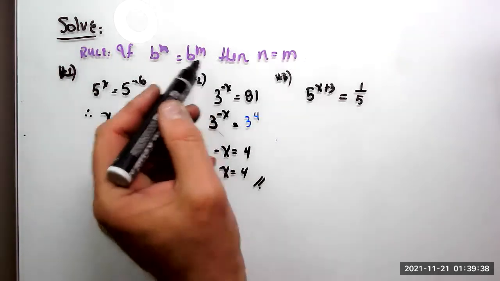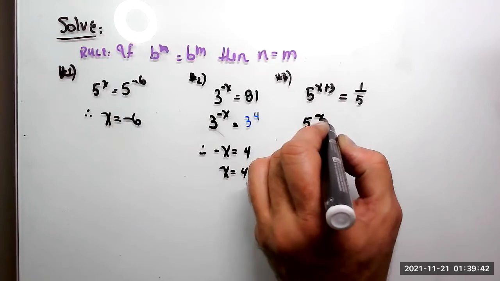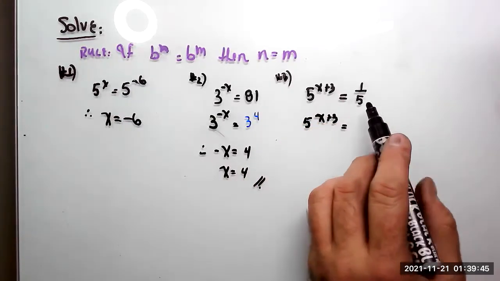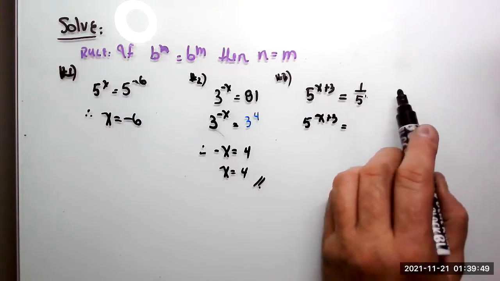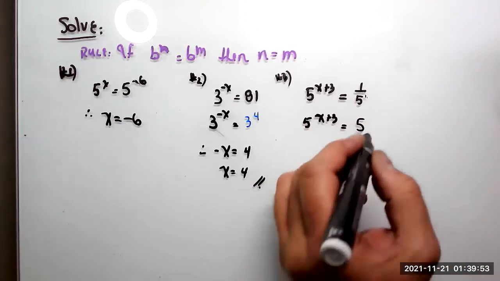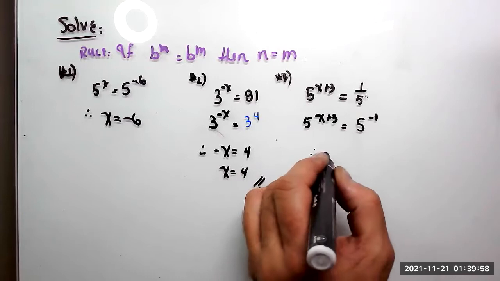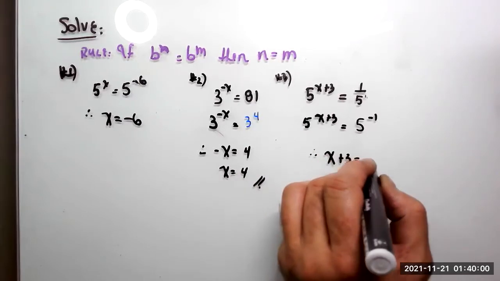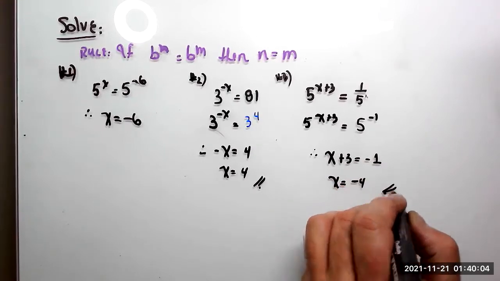Example number 3, we can use the same method. So what do we have? 5 to the x plus 3 equals 1/5. This 5 to the 1 is in the denominator. We can send it to the numerator with a negative exponent. It's going to be 5 to the negative 1. Same base, we may conclude that x plus 3 equals negative 1. Therefore, x equals negative 4, and we are done.